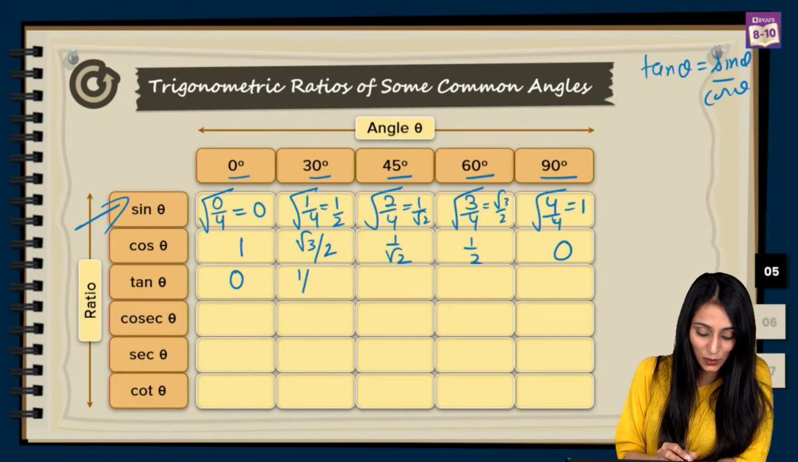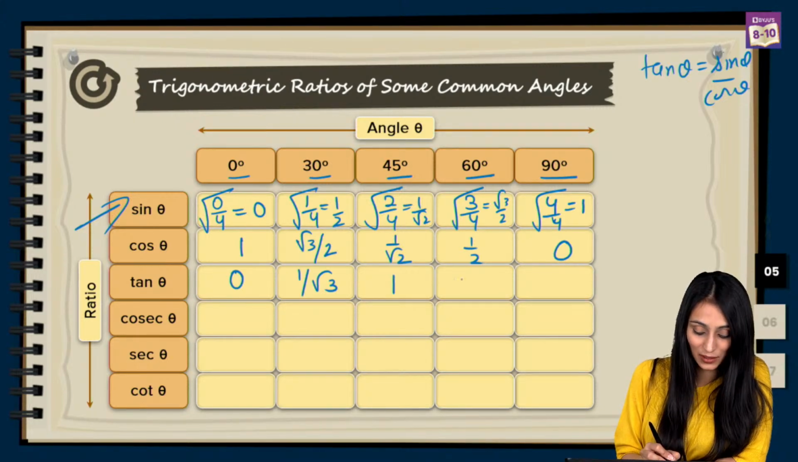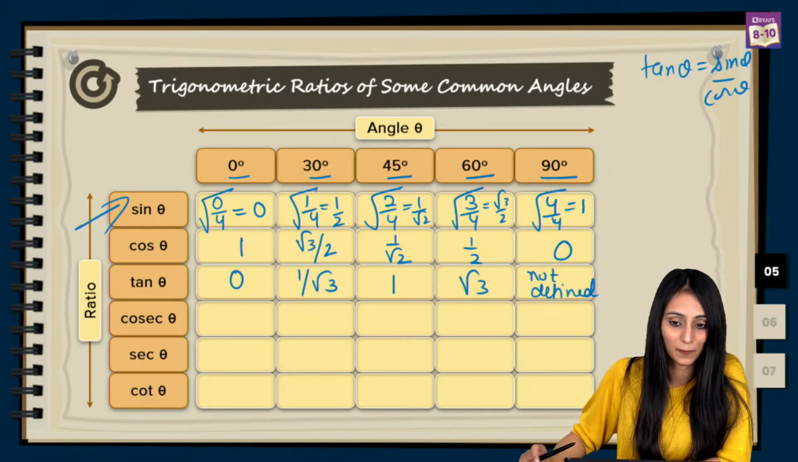Tan 30 degree is going to be 1 by root 3. Tan 45 would be 1. Tan 60 degree would be root 3. And tan 90 degree would be not defined, because 1 by 0 would be not defined.